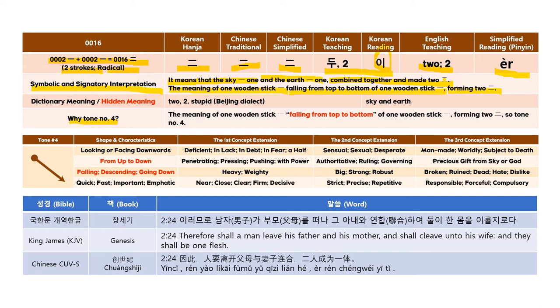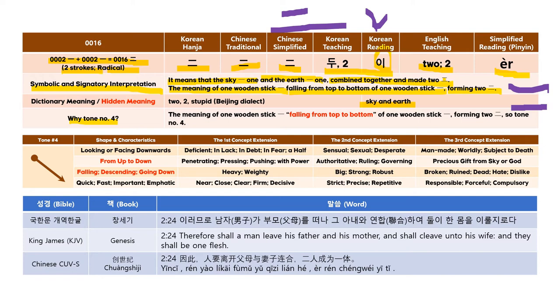Once again, the hidden meanings of this character, er, are that the sky 1 and the earth 1 combined together and made 2. Also, the meaning of one wooden stick falling from top to bottom onto one wooden stick and forming two. Okay, so just like this. A wooden stick fell to the other wooden stick. Sky and earth. So the hidden meaning is sky and the earth.